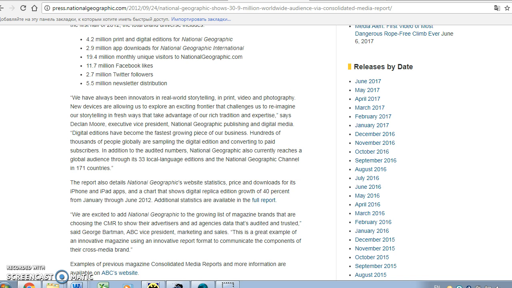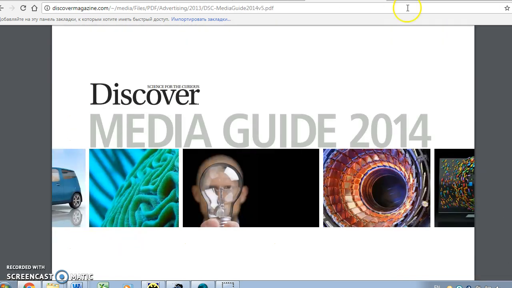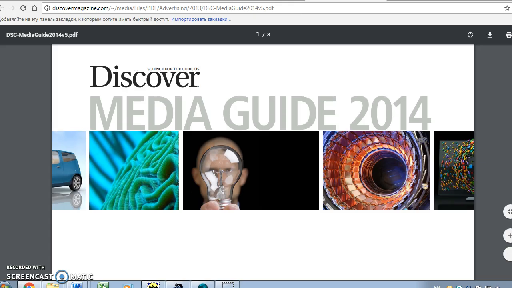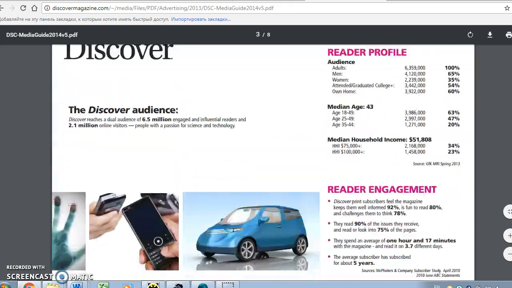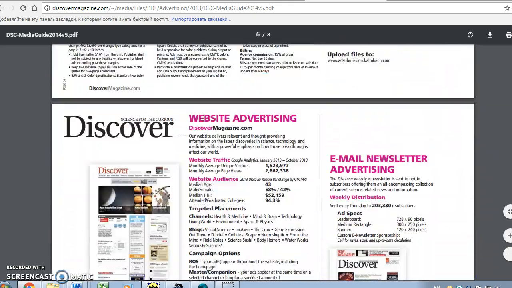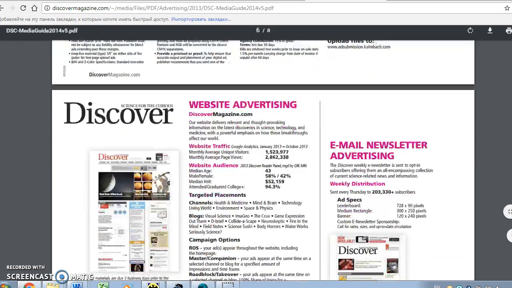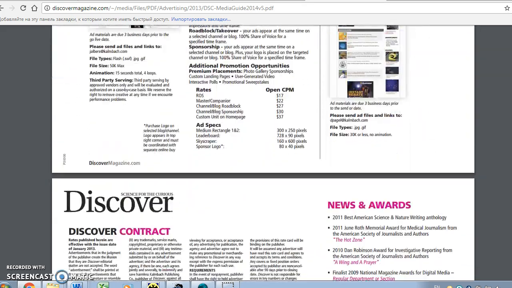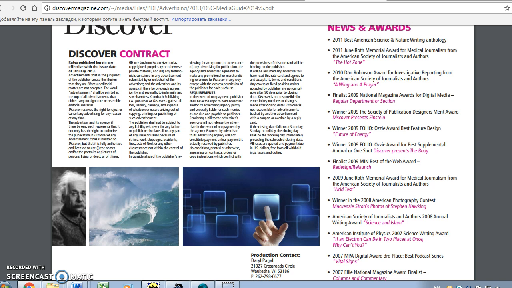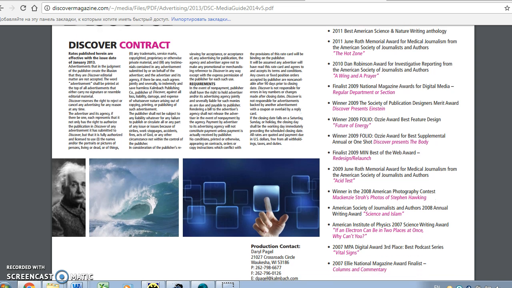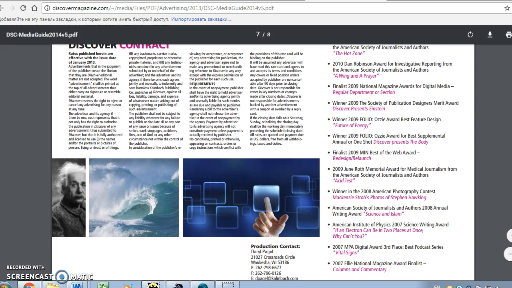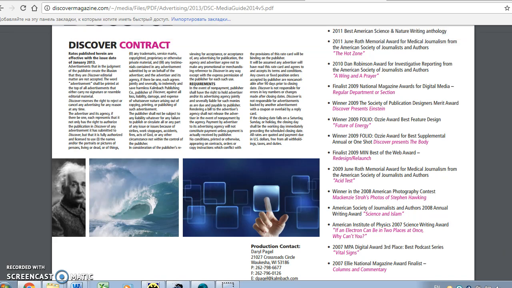And at the same time, if you look at the website of Discover, and especially at its media guide, we will be able to infer from the information provided there that this magazine is mostly intended for those people who already have some experience regarding science, including reading scientific materials, maybe even making some simple scientific experiments, and also perhaps having some experience of communication with scientists and so on.